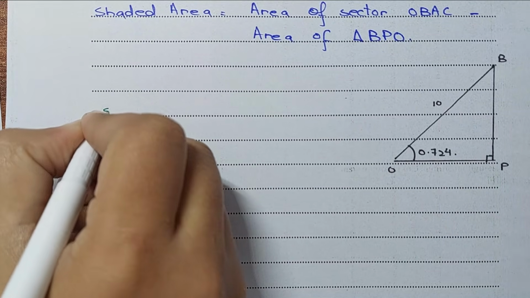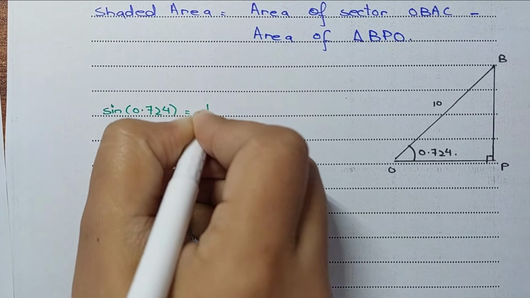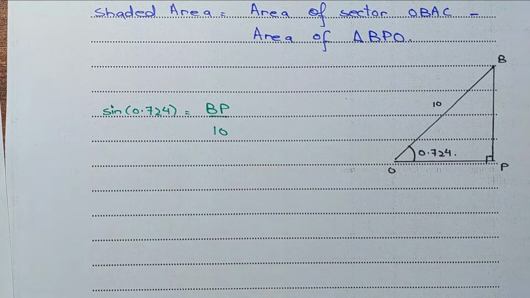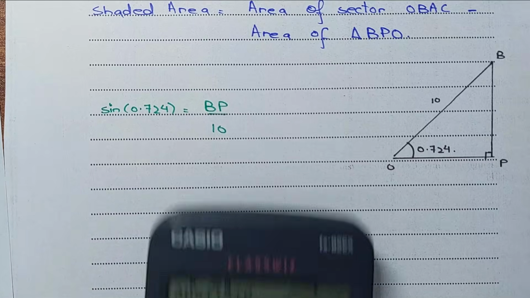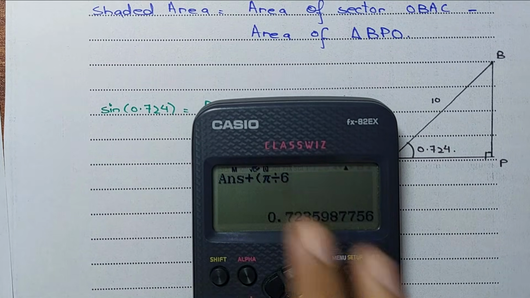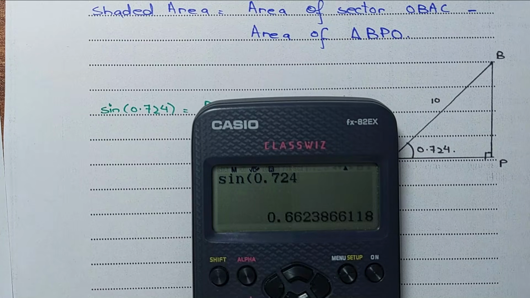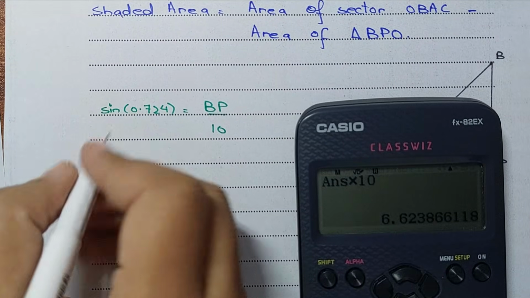For a right angle triangle, we can say sine of 0.724 is equal to opposite BP over the hypotenuse, which is 10. So we can get the value for BP, opposite over the hypotenuse. It should be in radians, right? Convert my calculator into radian mode. Sine 0.724 and multiply by 10. This is your BP.